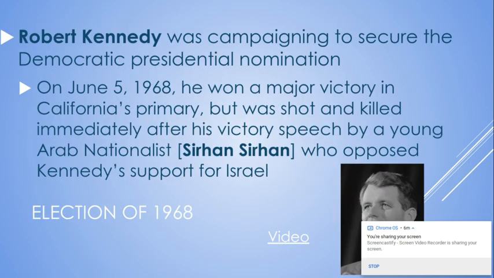Robert Kennedy was campaigning to secure the Democratic presidential nomination. On June 5th, 1968, he won a major victory in California's primary, but was shot and killed immediately after his victory speech by a young Arab nationalist called Sirhan Sirhan, who opposed Kennedy's support for Israel.